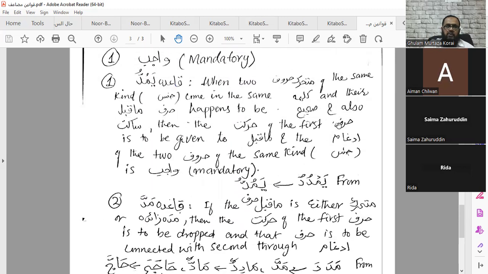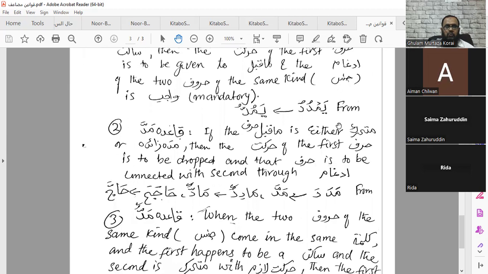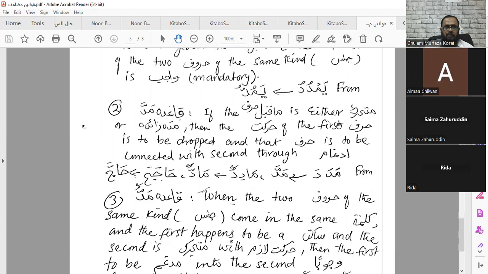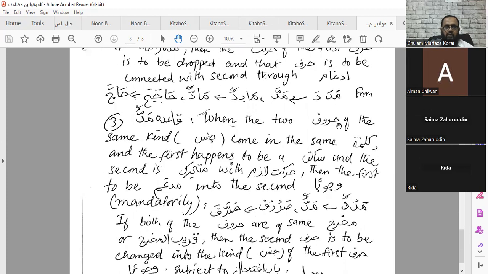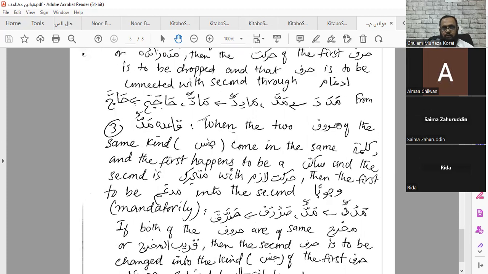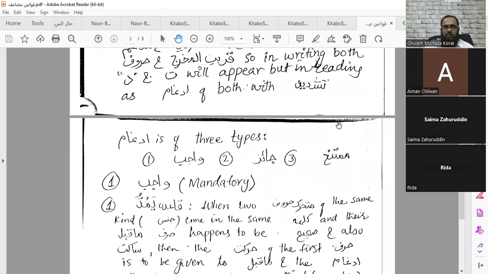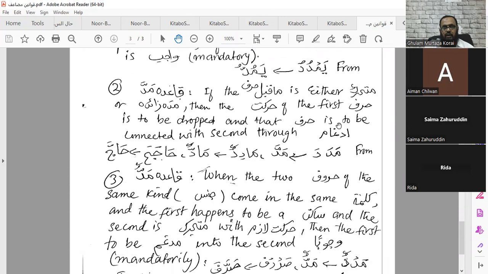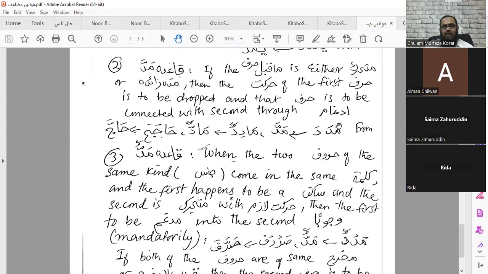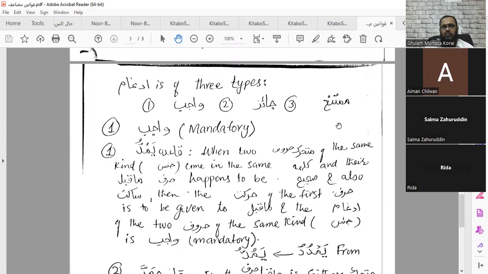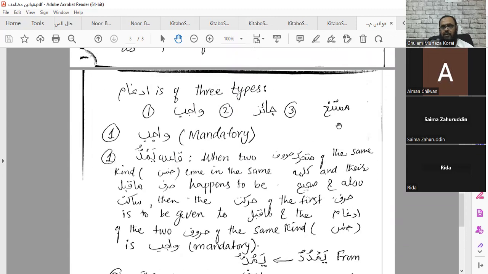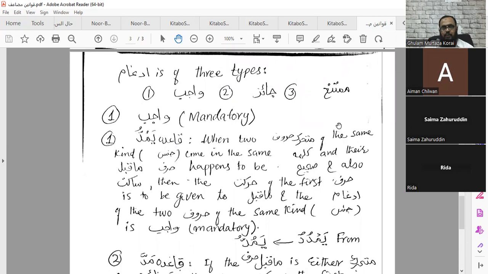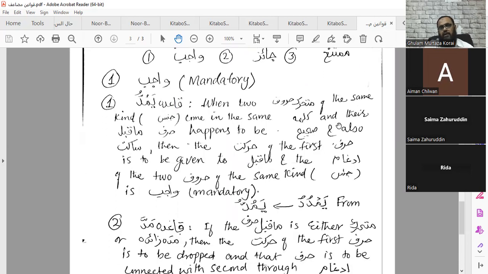Number one is qaida yamuddu. Number two is qaida madda. And number three is qaida maddun. So remember this: qaida yamuddu, qaida madda, and number three, qaida maddun. These are the three types of idgham that is done mandatorily. So come to the qaida yamuddu.